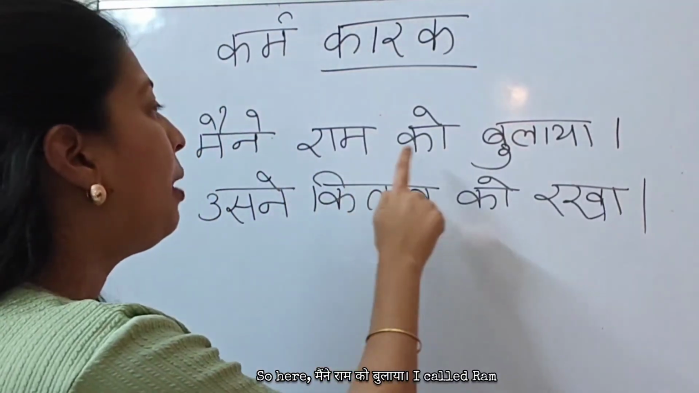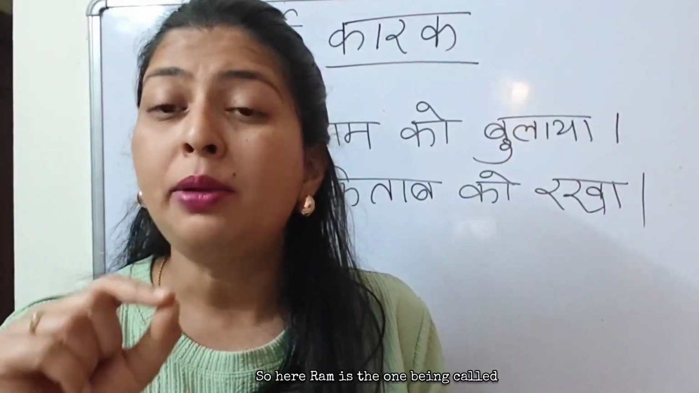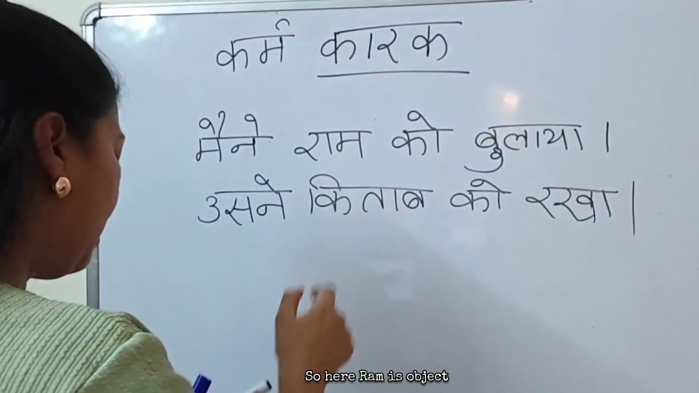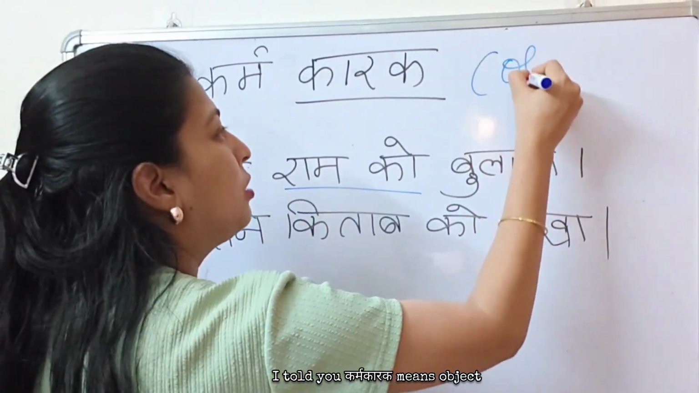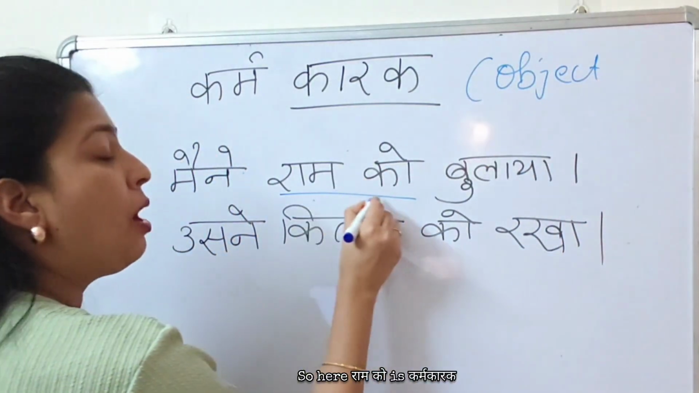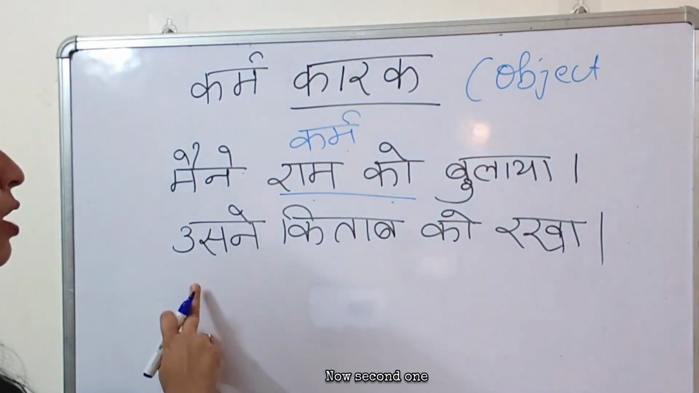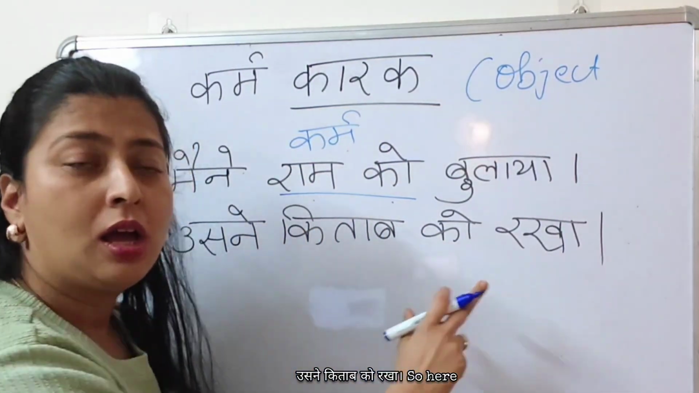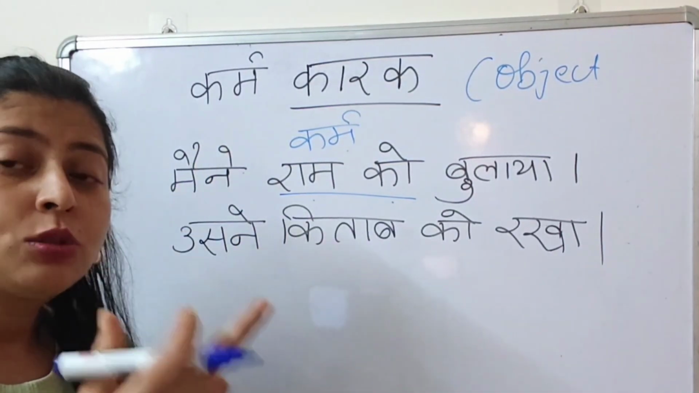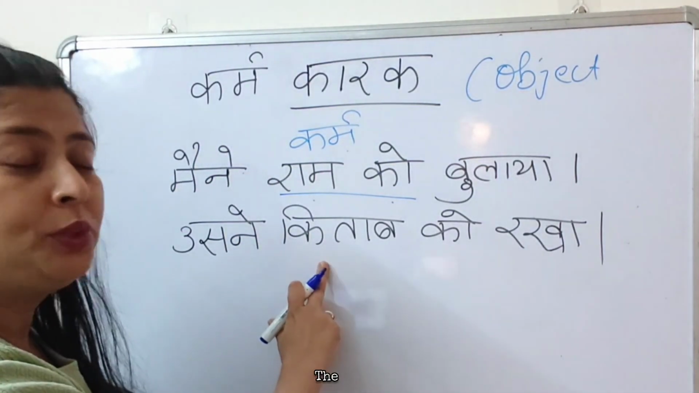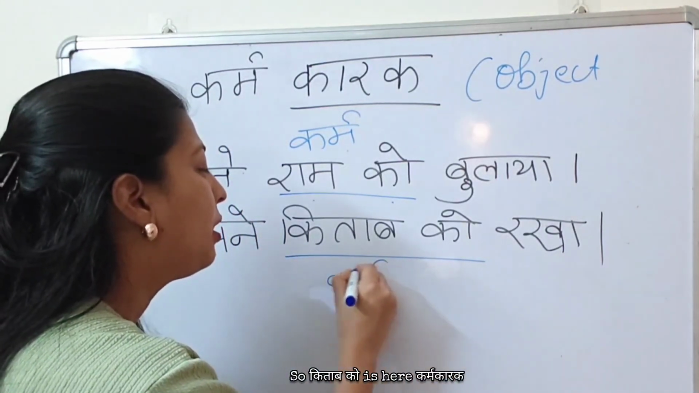So here मैंने राम को बुलाया. I called Ram. So here Ram is the one being called. So here Ram is the object. I told you Karm Karak means object. So here Ram ko is Karm Karak. Now second one, उसने किताब को रखा. So here what is the object? He kept the book. So what is the object? Kitab. The object is kitab. So kitab ko is here Karm Karak.